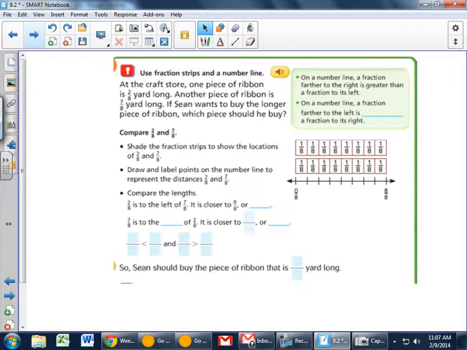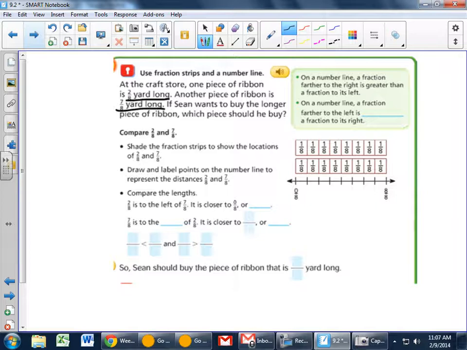So let's look at the top of the next page. I'm on page 356, and I only took a picture of the top slide just so that it could all fit on here. Use fraction strips and a number line. Okay, so you have fraction strips if you want to use them at your center. At the craft store, one piece of ribbon is 2/8 yard long. Another piece of ribbon is 7/8 yard long. If Sean was to buy the longer piece of ribbon, which piece should he buy?